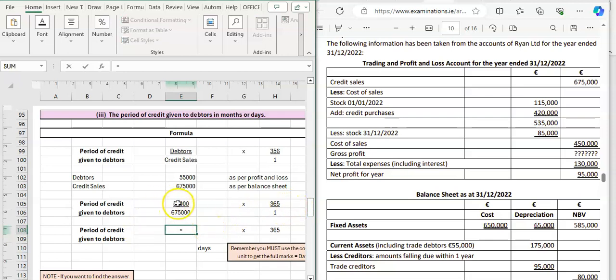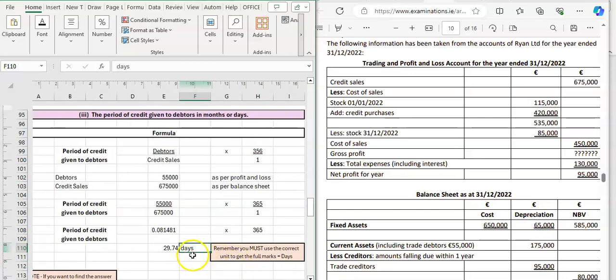So we're going to divide 55,000 by 675,000 first. That gives us 0.081481. And then we're going to multiply that by 365 days. You can also multiply by 12 to find the months, but I'm going to find days. So it's 29.74 days. Remember, we're doing two decimal places. So if we multiply by 365 days, we're going to get 29.74. Remember, the unit that you need to get correct is going to be days.